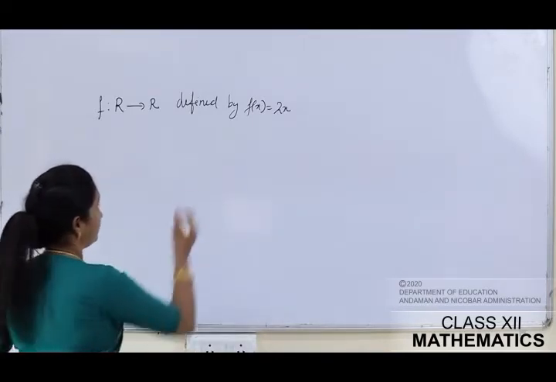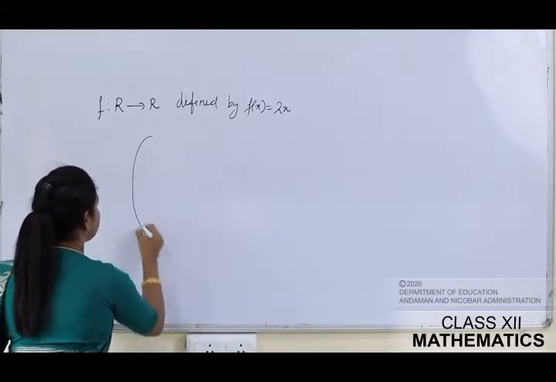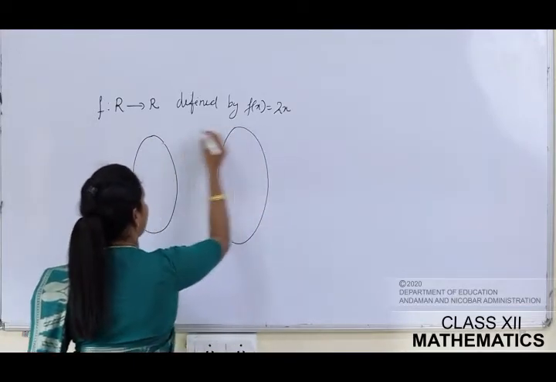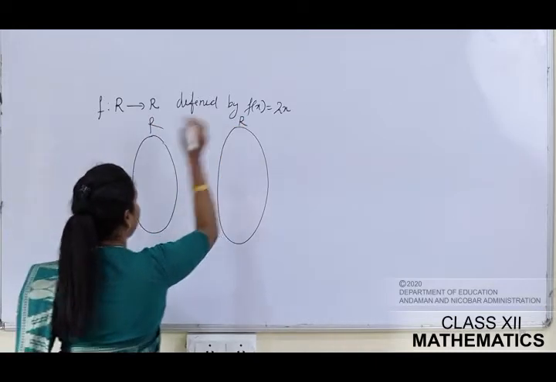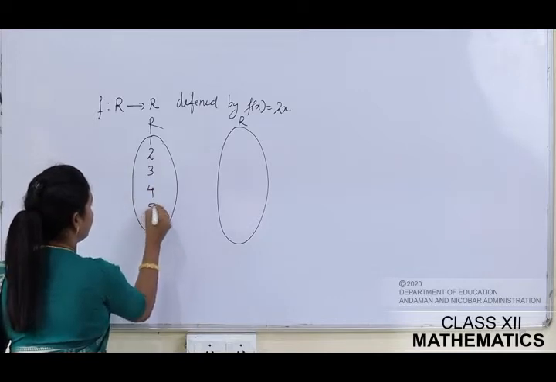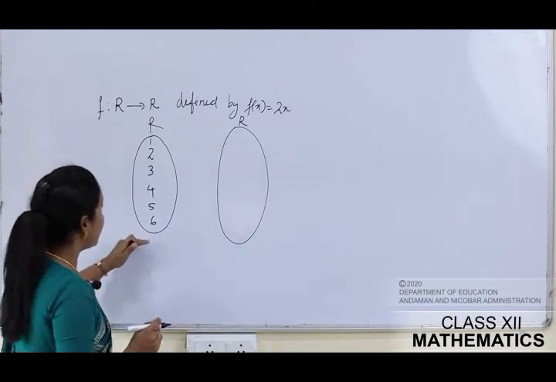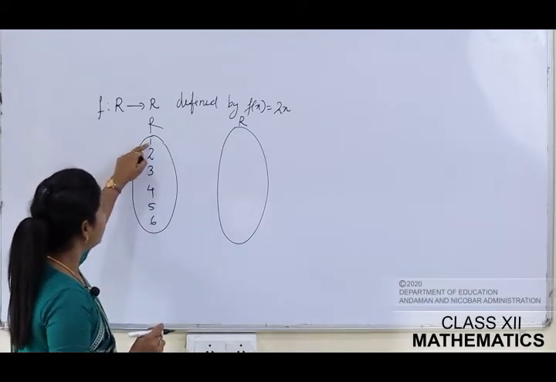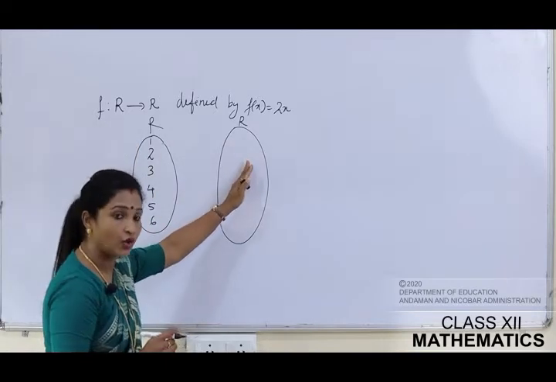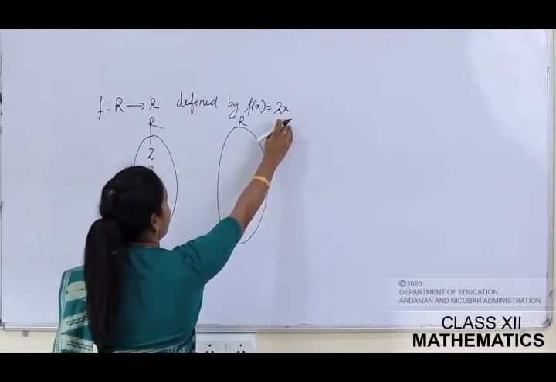Now f(x) is equal to 2x. The set is R to R. That means this is the set of real numbers. This is also a set of real numbers, R to R. Now here I am taking numbers like 1, 2, 3, 4, 5 and 6. I have taken these numbers in the first set. Now let's see, this is called the domain. You all know the first set is called the domain and the second is called the codomain. Now when you put these values into this, let's see what you are getting.